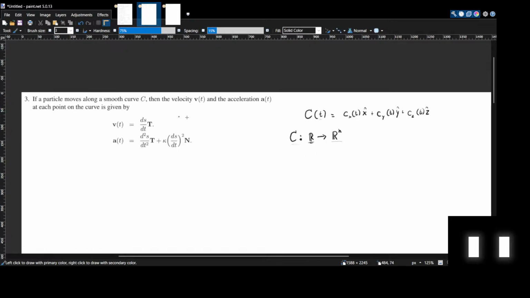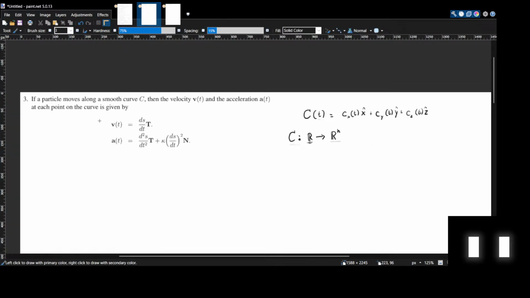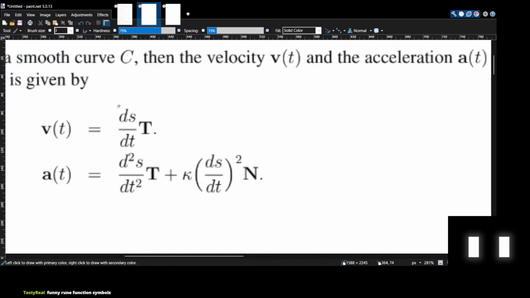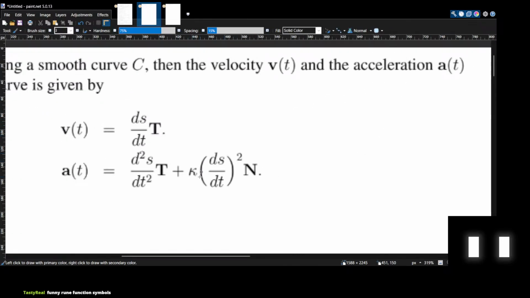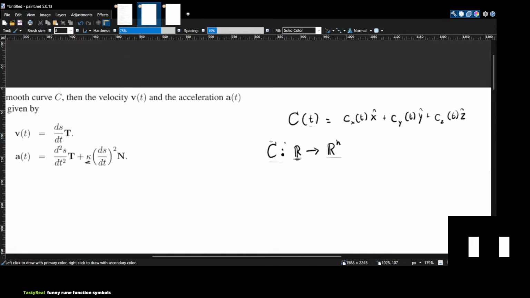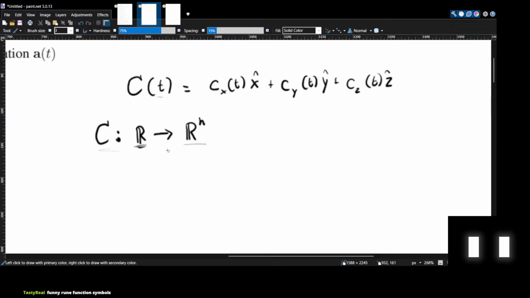So if a particle moves along a smooth curve C, then the velocity and acceleration at each point of the curve is given by that. And we're gonna have to prove that, and by proving that, we're gonna find out what kappa is, which is gonna help us solve this problem before. All right, does this make sense?